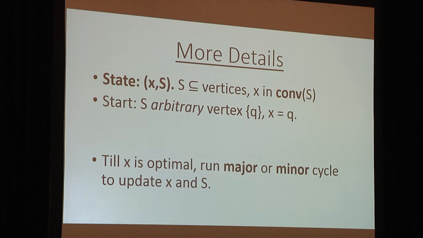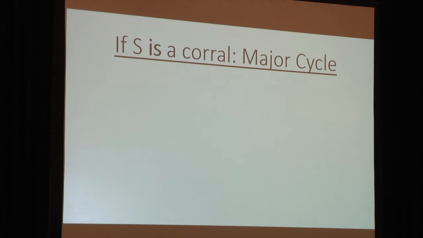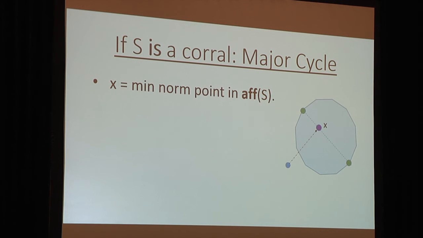So I'm at a current state. I have a set S of vertices. And if they form a corral, once again, what is a corral? The minimum norm point of the affine hull lies in the convex hull. So if I have a corral, I run a major cycle. The first thing I do is find the minimum norm point in the affine hull. That's easy to do, and it lies in the convex hull just by definition.